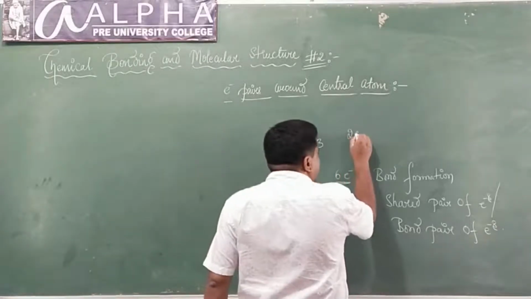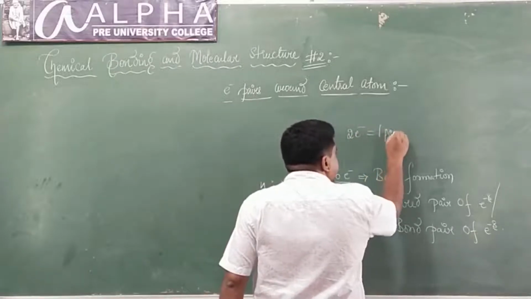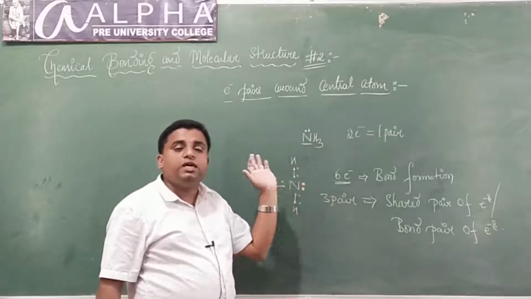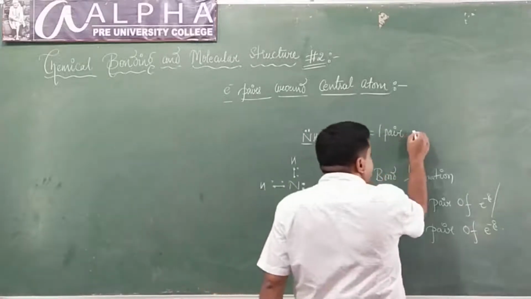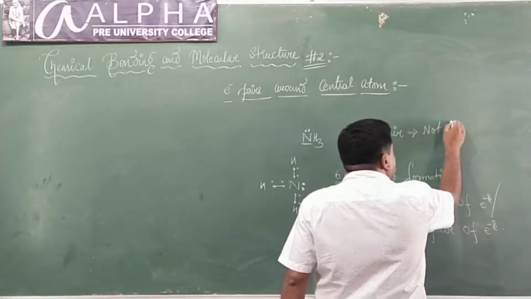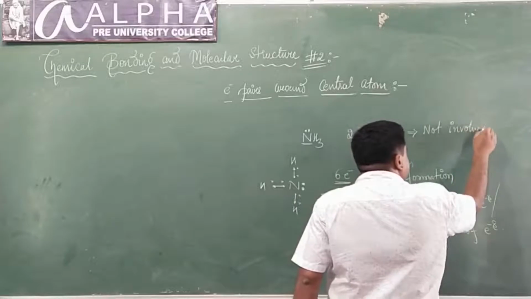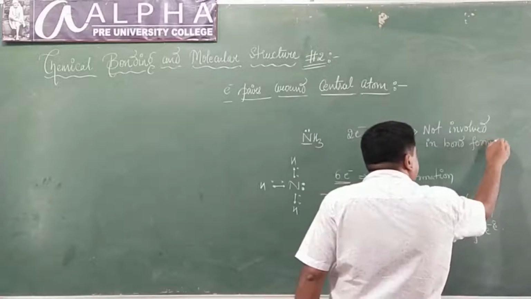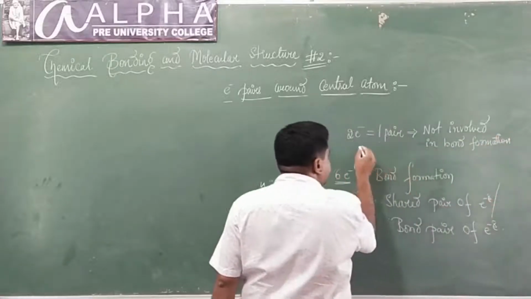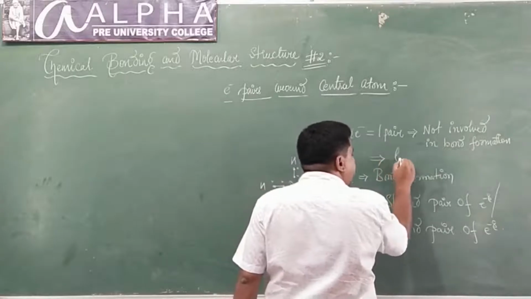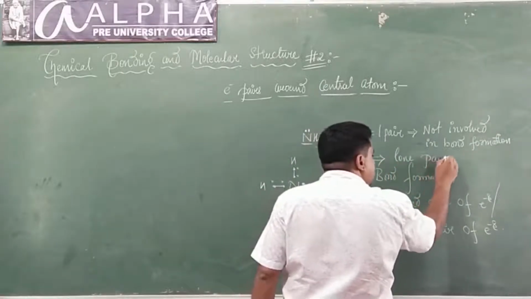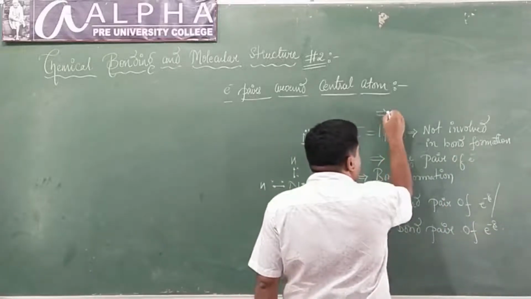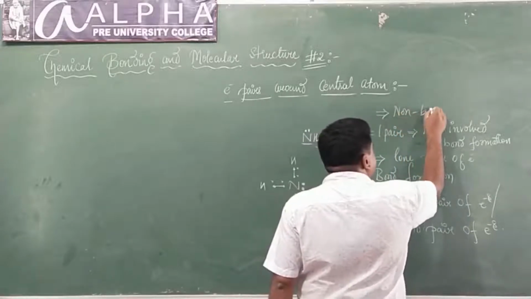Now those 2 electrons mean 1 pair, is it correct? That pair of electrons is not involved in bond formation. So the pair of electrons which is not involved in bond formation is called a lone pair of electrons. What are they called? Lone pair of electrons, or else they are also called non-bonded electrons.